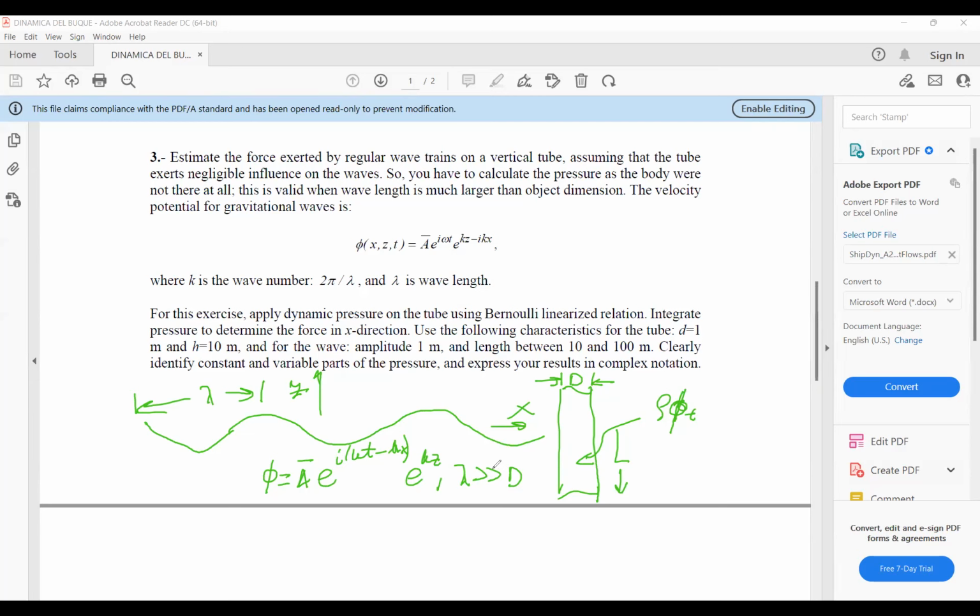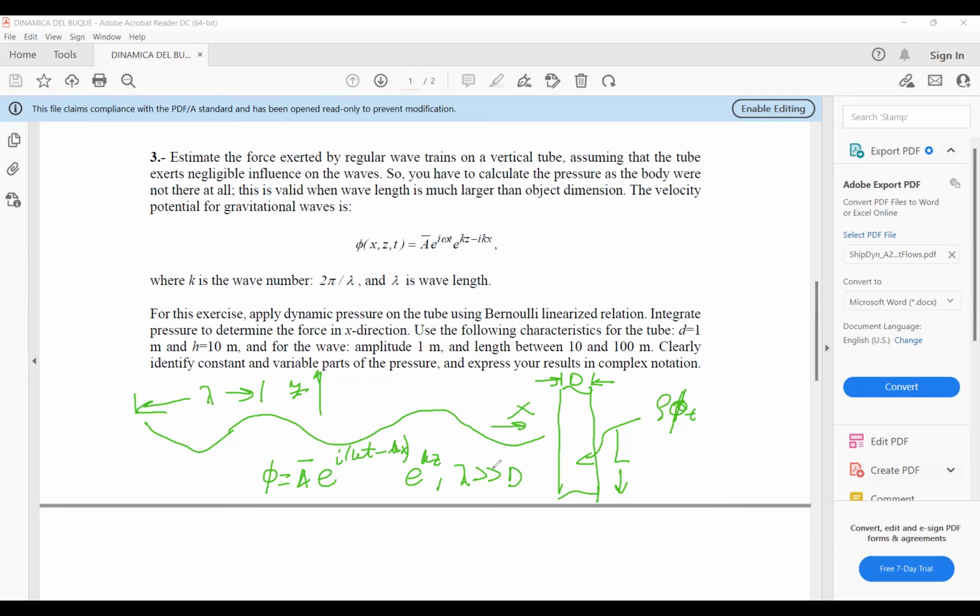Every time you see Froude-Krylov, that means that. You have a wave train, you have a body, but the wave is so long that the wave doesn't see that there's anything in there. So there's going to be some reflection, but it's so small that we can neglect it.